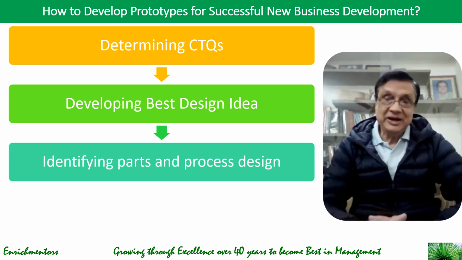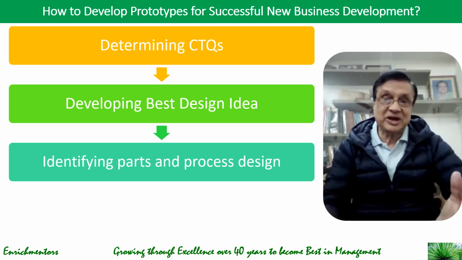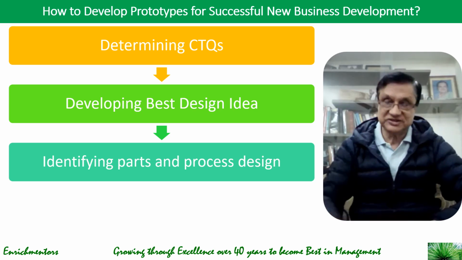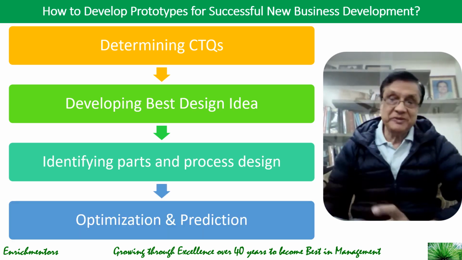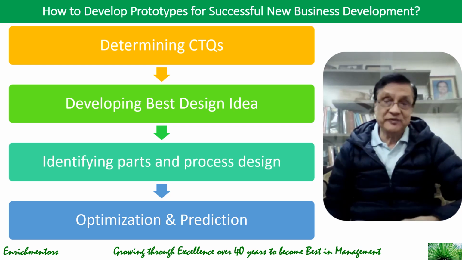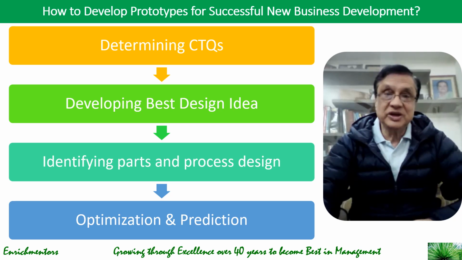Then you identify parts and process. You now have the shape of a product, an idea of a product that will meet customer requirements in terms of meeting those CTQs. Then you ask what should go in, what the parts are, and how to make it. So you identify the parts and process design. And lastly, you do optimization and prediction. Like with a concept, you do multiple designs of experiment. You produce multiple prototypes and then see which are optimized, from the point of view of delivering the quality at the least possible cost in the shortest possible time. So these are the four critical steps you need to take to develop a prototype for successful new business development.